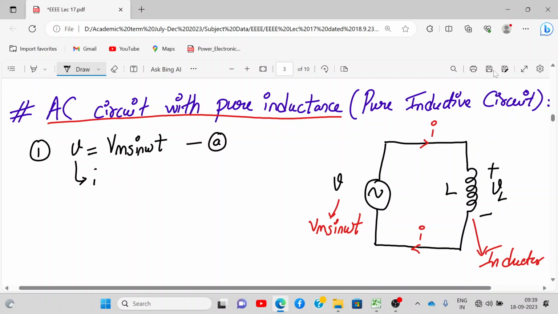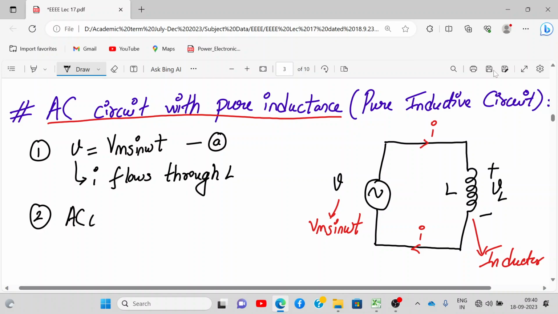So due to V, current i flows through inductor L. Whenever current flows through an inductor, it sets up a magnetic field around it. Yes or no? So the changing flux links with the coil and a self-induced EMF is induced in it, and it is given by e is equal to L di by dt. You can write it down.